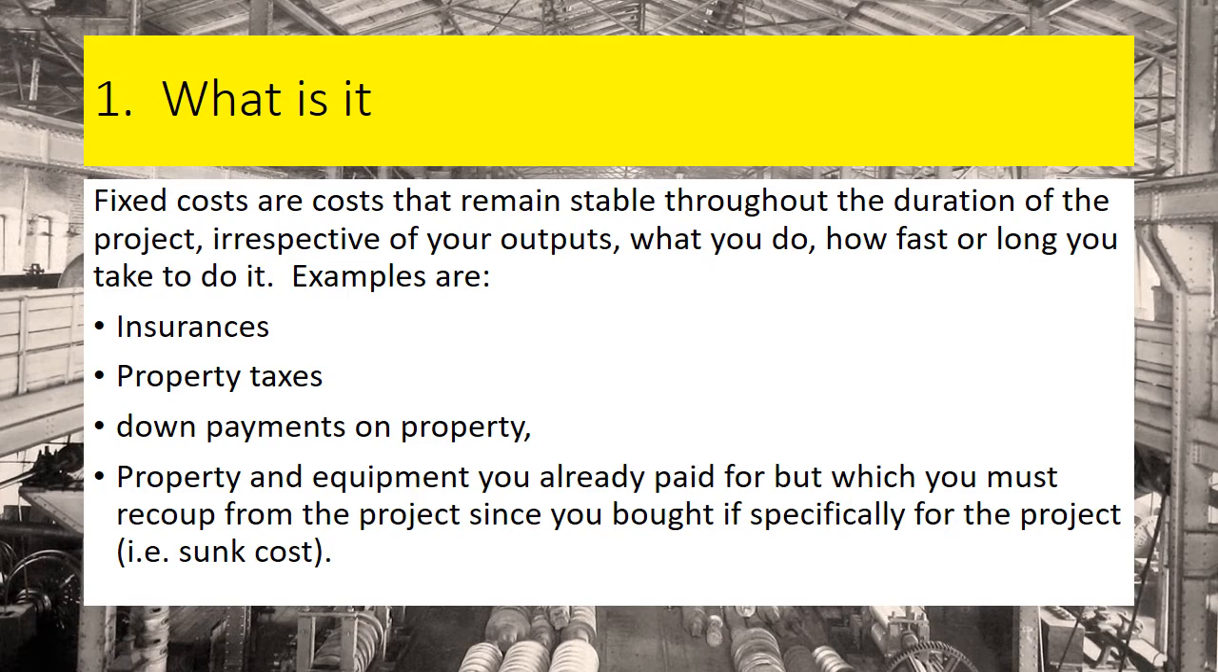A fixed cost, to start with, is a cost that remains stable throughout the duration of your project, irrespective of your output and whether you work or not work. For example, you must pay your insurances, which stay at a regular level. You must pay your property taxes, down payments on property, or equipment that you paid for already, which is sunk cost. So these are all examples of fixed costs.